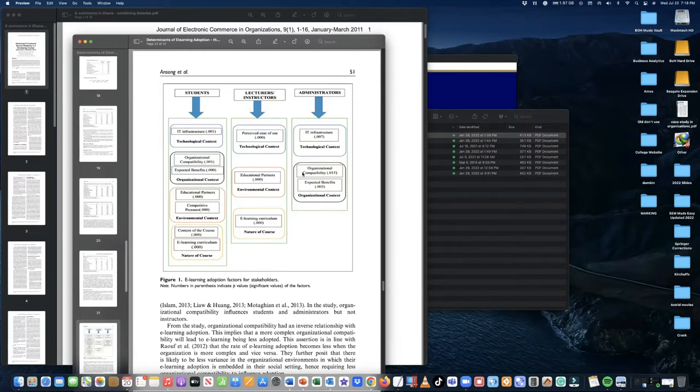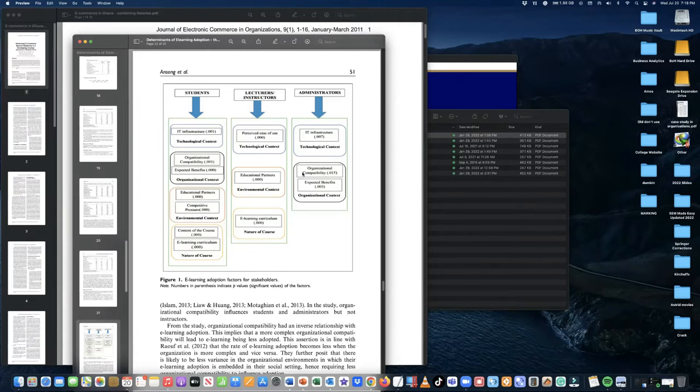Thank you very much. Desmond, are you with us? Yes, Prof, I'm still here. Prof, I noticed that a number of papers on adoption involving TOE have been done at the meso level. I've seen that this one is multi-stakeholder, so they have included students as well.